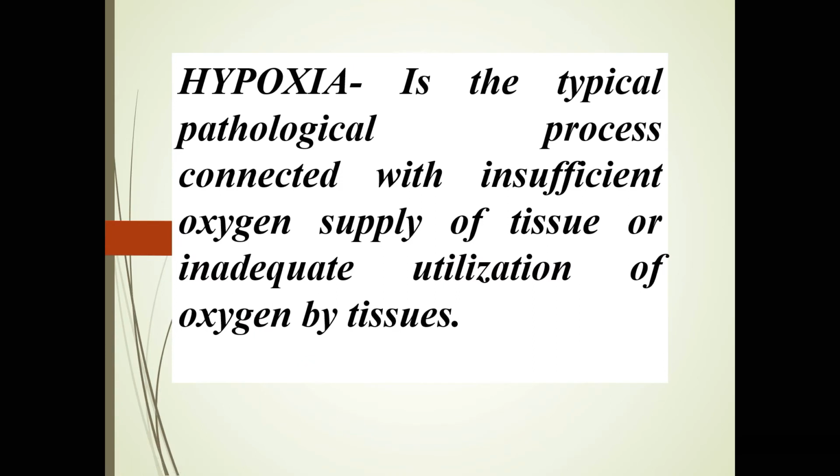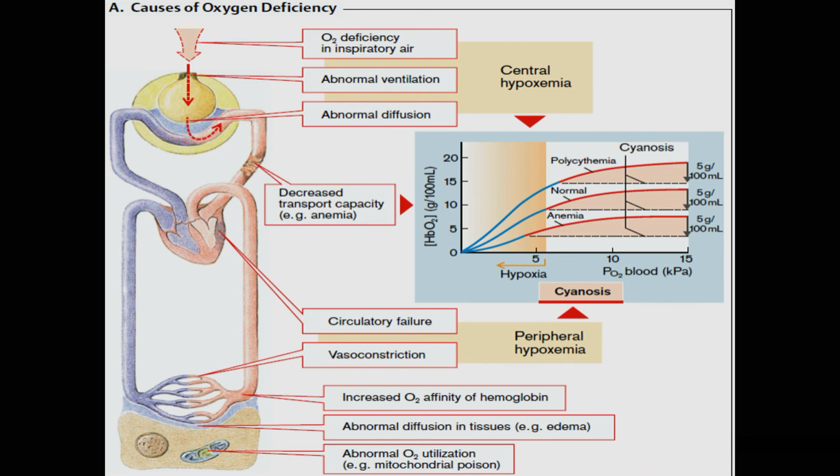Hypoxia is a typical pathological process connected with insufficient oxygen supply to tissue or inadequate utilization of oxygen by tissue. Causes of oxygen deficiency: oxygen deficiency in inspiratory air, and abnormal ventilation and diffusion, which form central hypoxemia.